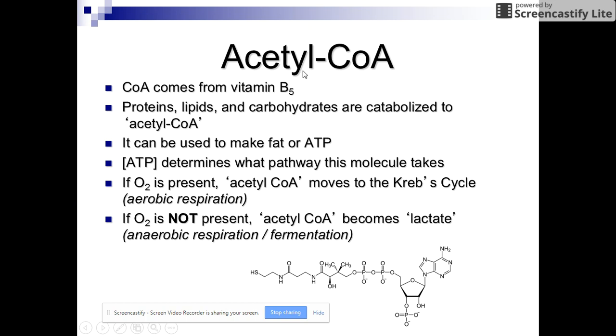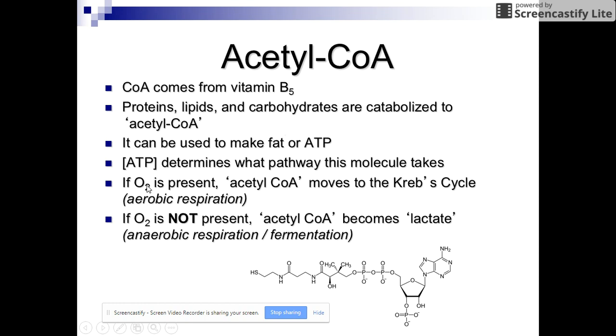Just a little bit more about acetylcoenzyme A. It comes from vitamin B5. Carbohydrates, as you saw in the previous slides, can be broken down to get acetylcoenzyme A, but so can proteins and lipids. And we will look at that in a further PowerPoint. The acetylcoenzyme A can be used to make fat or ATP. And really, the concentration of ATP in the cell will determine which pathway the molecule will take. If the cell is not using that much energy and it has enough ATP, then the acetylcoenzyme A would be used to make fat.